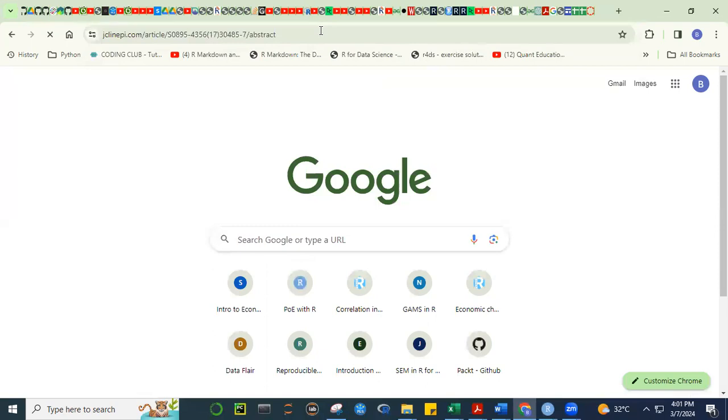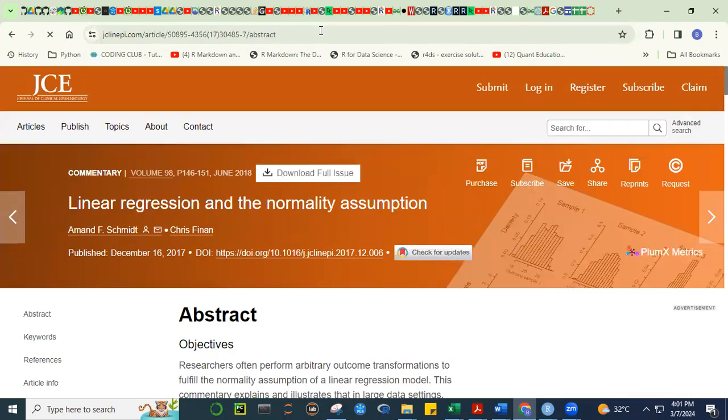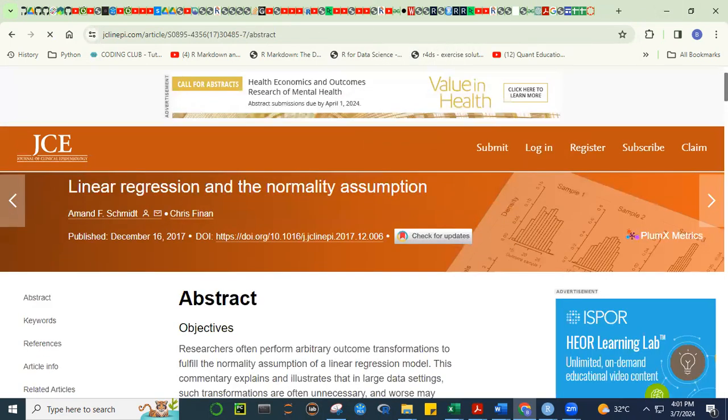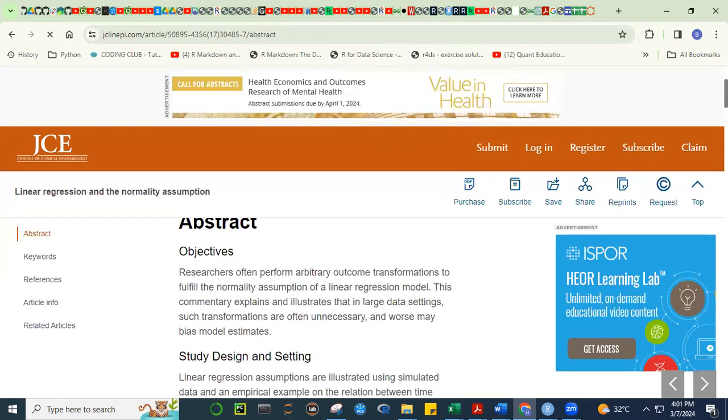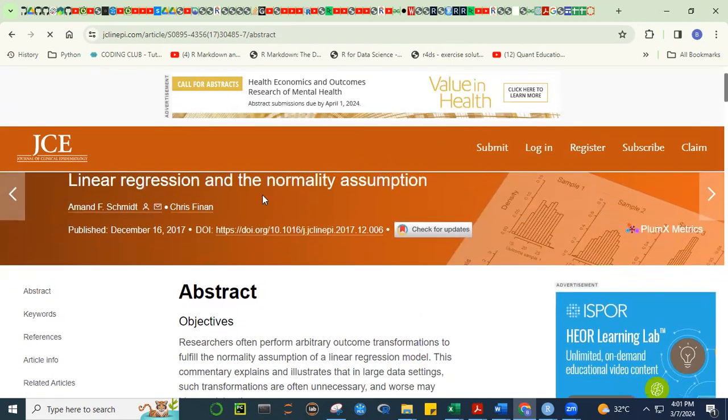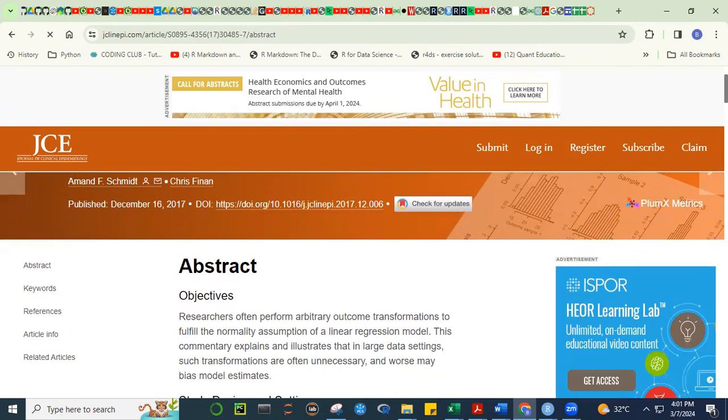All right. So what does this say? It's almost time, class. If you need to go, okay, you may do so. I'll just continue this for recording purposes. Itong abstract na to, so this is a journal article, Linear Regression and the Normality Assumption.